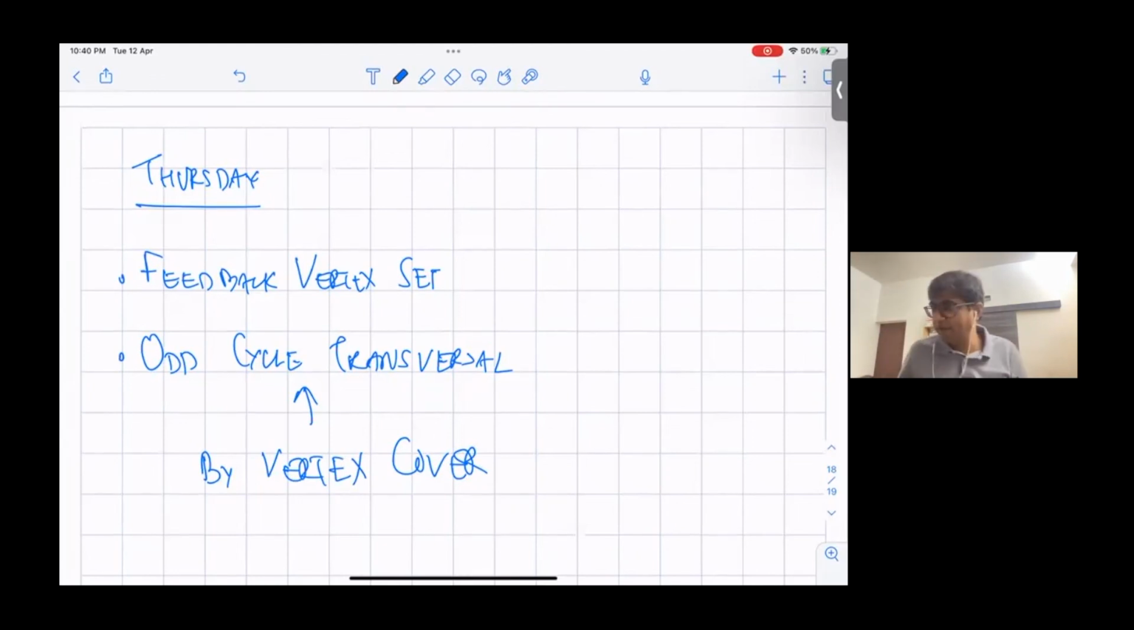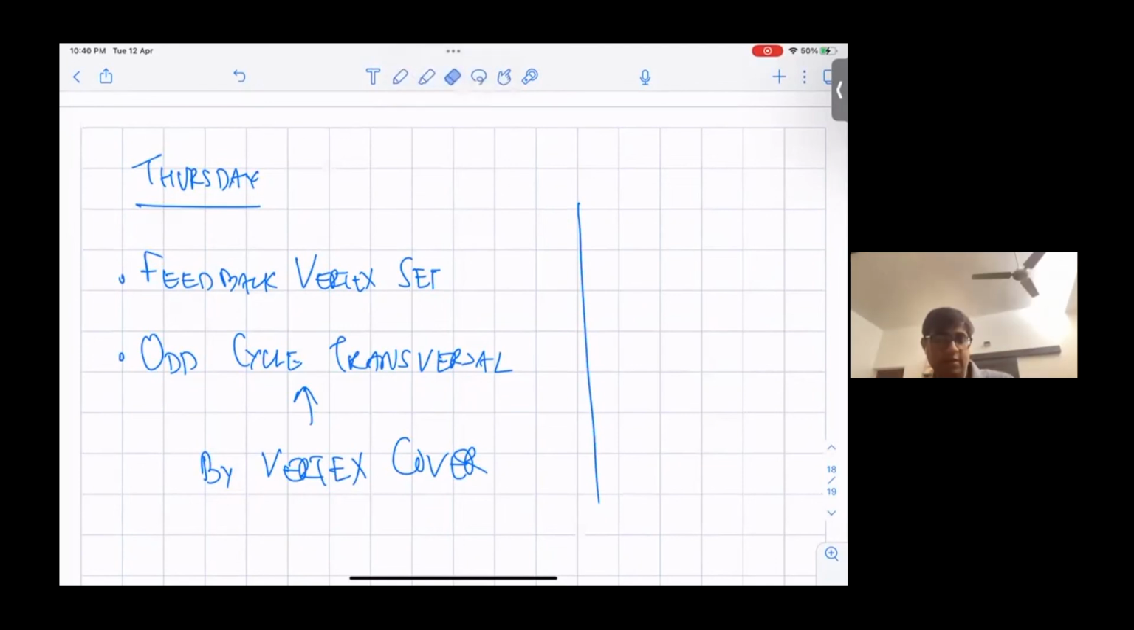Is that fine? So that's the plan for Thursday. Try to design an algorithm for feedback vertex set if you have not seen one in the next couple of days. It's a good exercise. It's good fun. Any FPT algorithm for feedback vertex set.